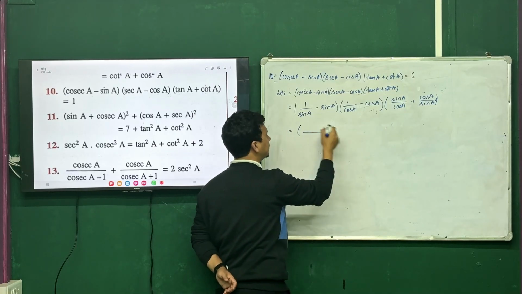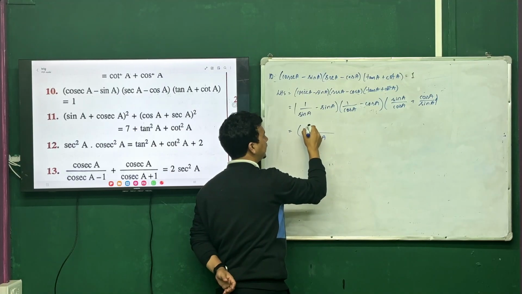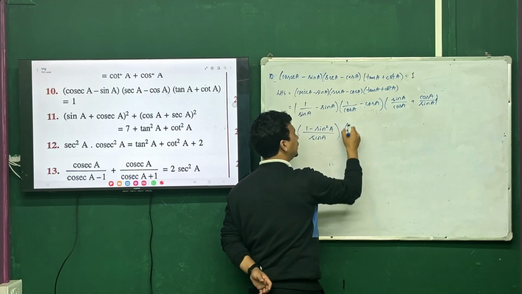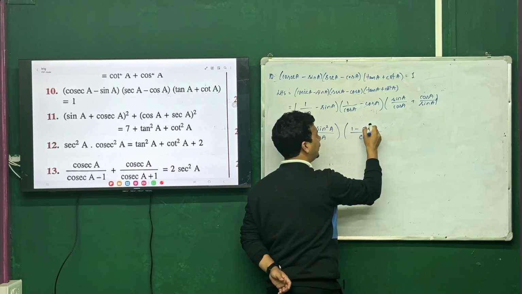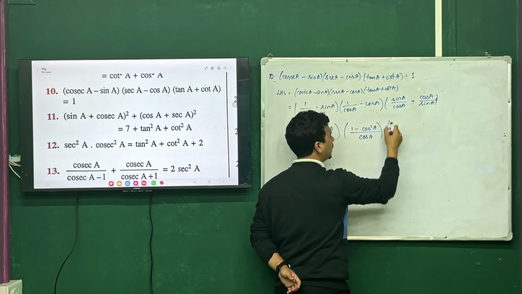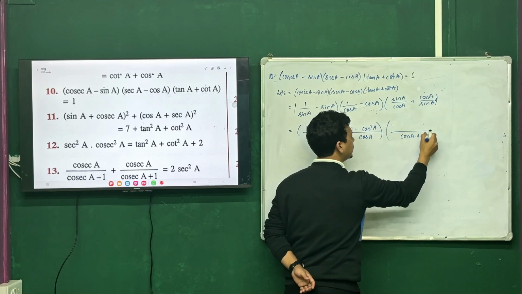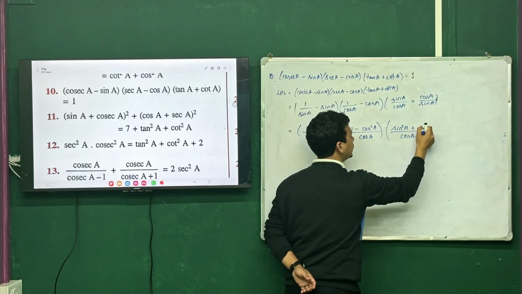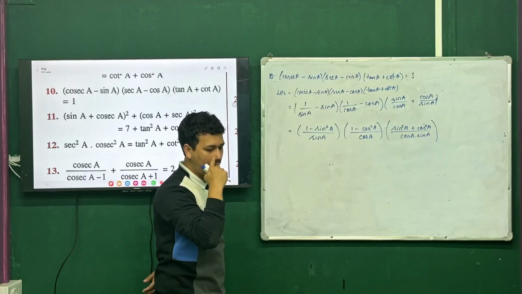Then here we can take LCM. So here the LCM will be sine A, and here you will end up with 1 minus sine square A. Similarly here we will get LCM to be cos A, and we end up with 1 minus cos square A. And then here the LCM will be cos A times sine A, and here we will get sine square A plus cos square A. Right? So basic LCM in all the three terms.